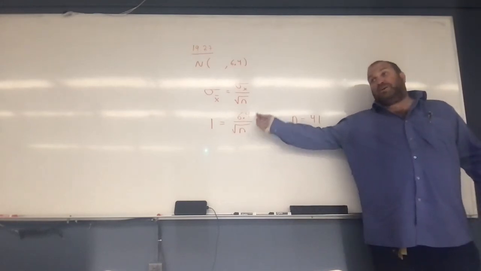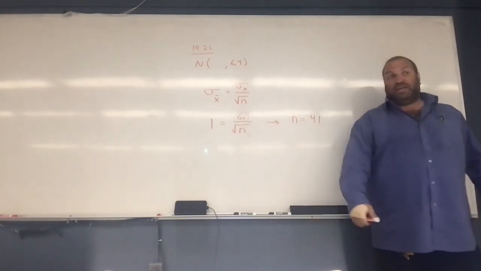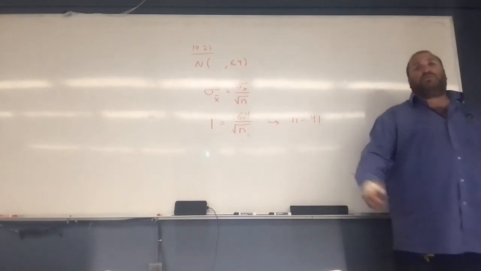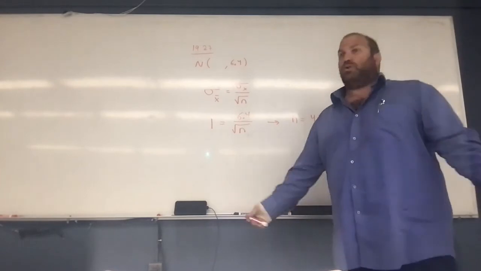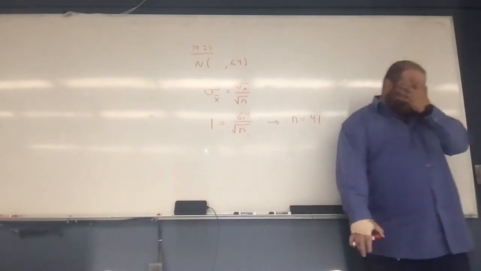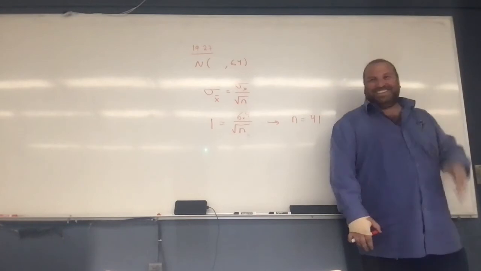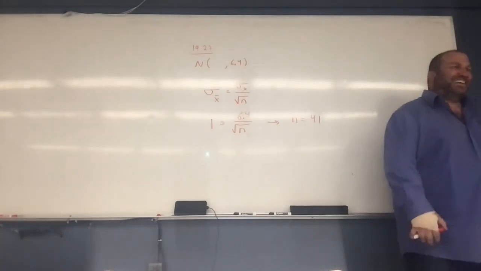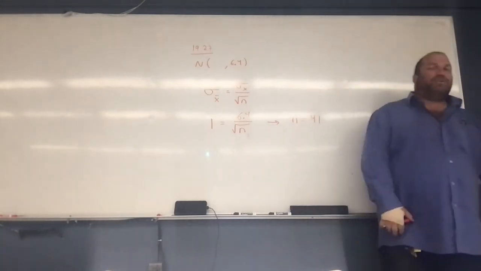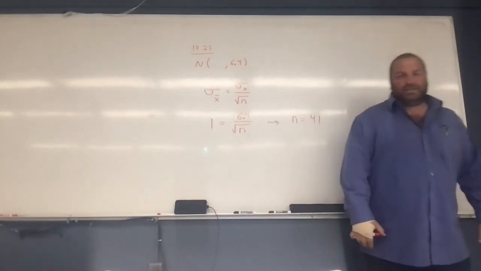Now, because 6.4 has to equal the square root of n, if you square both sides, 6.4 squared has to equal n. Hey, we're looking for n. So n is 6.4 squared. But wait a second, 6.4 squared is 40.96. You can't have a sample size of 40.96. That does not make any sense. So you can't have 40.96 people, so we go up to 41 people. Does that make sense? Yes?